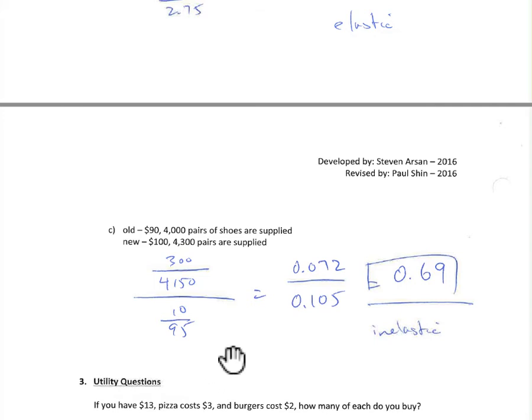Last one for supply elasticity. Change in quantity is 300. Average quantity is 4,150. Change in price is $10. Average price is $95. Here it is change in quantity less than change in price. Therefore, it's an inelastic supply. Suppliers cannot take advantage of the changing prices very much. That is all of our elasticity questions.